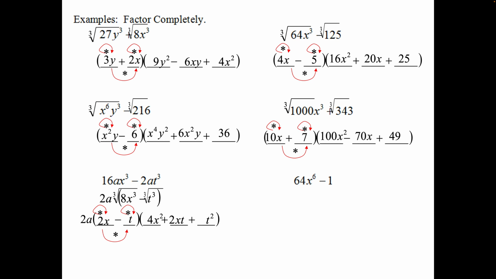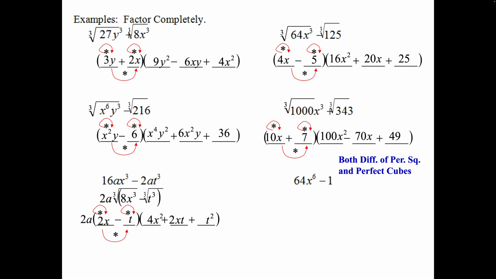And last we have 64x to the 6th minus 1. Highlight this, trick question. Why I say that is because remember we set up here, 64 not only is a perfect cube but a perfect square. x to the 6th, multiple of 3, perfect cube, but 6 is even, also a perfect square. 1 is a perfect square and it's a perfect cube. So technically this is both the difference of perfect squares and perfect cubes. So my dilemma here is which one do I do first?